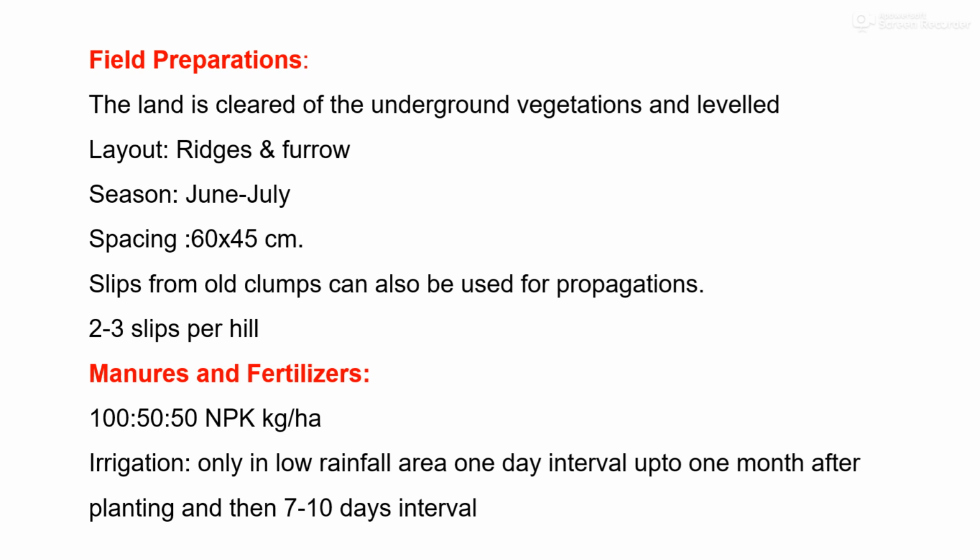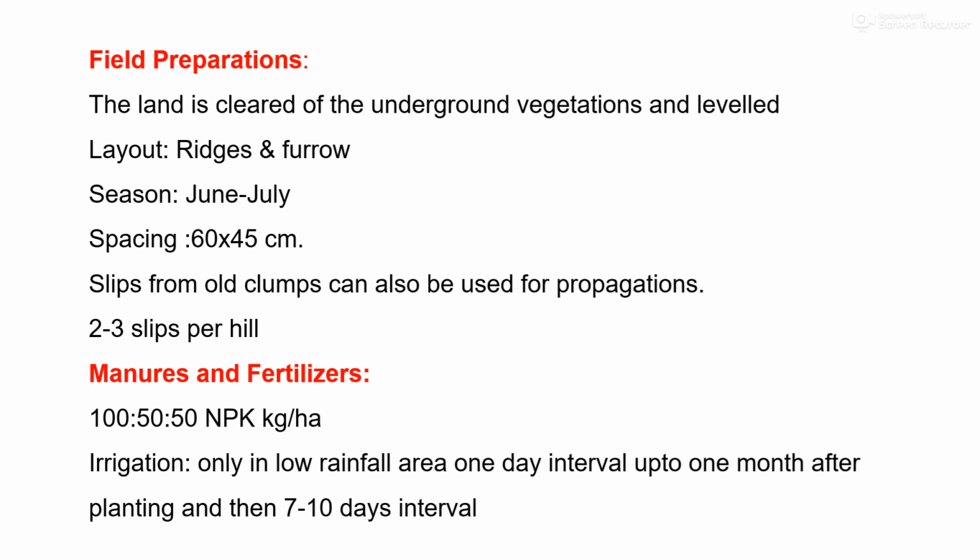Then manuring and fertilizer application in lemongrass. At the time of land preparation, a sufficient amount of farmyard manure should be incorporated. In addition to this, 150-50 kg of NPK per hectare should be applied.